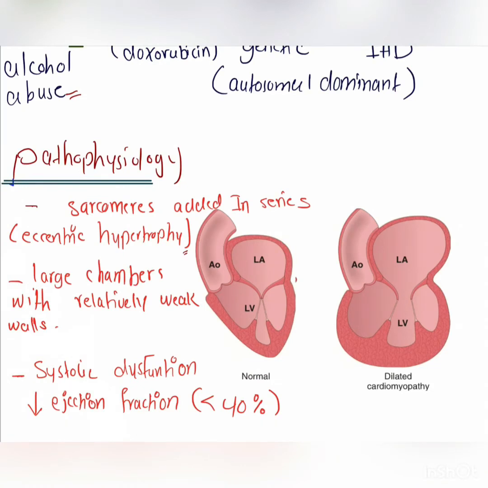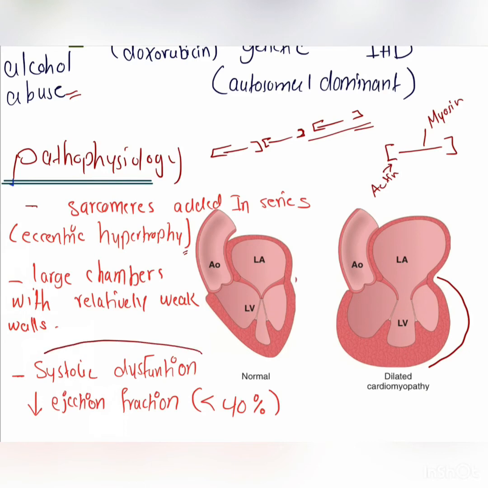Regarding the pathophysiology of dilated cardiomyopathy, normally there are sarcomeres in the myocardial layer, which are the units responsible for contraction and consist of actin and myosin filaments. These sarcomeres are arranged in an organized fashion. In dilated cardiomyopathy, these sarcomeres are added in series, which is called eccentric hypertrophy. This creates dilated but relatively weak walls. These walls are unable to contract effectively, which results in systolic dysfunction.